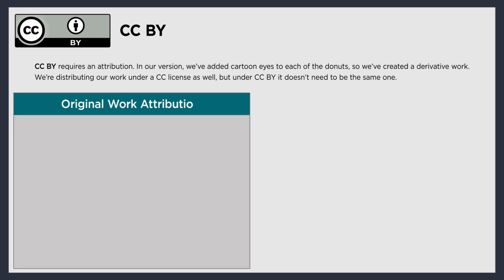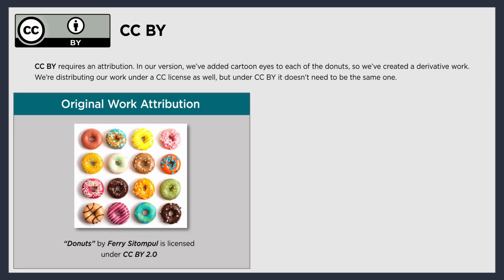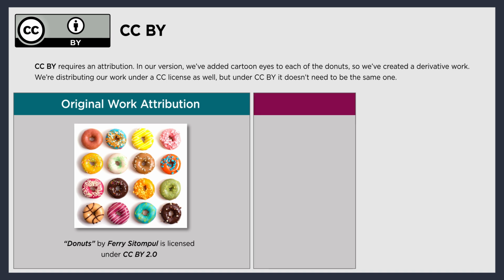In our version, we've added cartoon eyes to each of the donuts, so we've created a derivative work. We are distributing our work under a CC license as well, but under CC BY, it doesn't need to be the same one. The original work attribution: Donuts, by Ferry Satampal, is licensed under CC BY 2.0.